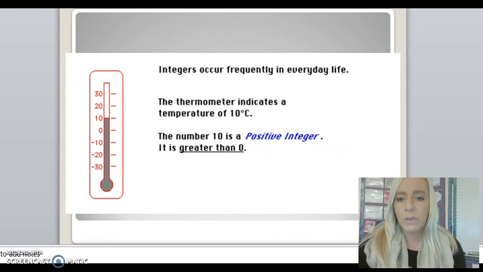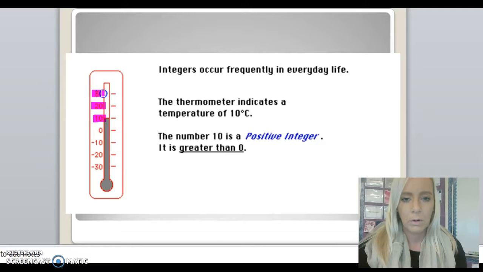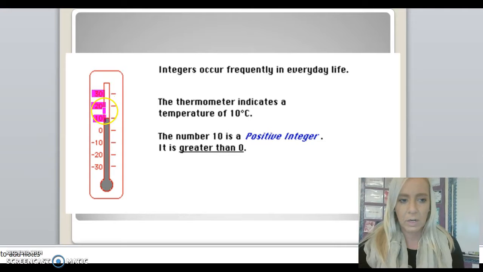We use integers frequently in everyday life, whether you realize it or not. So I'm going to point out some situations where we might use a positive integer. For example, integers that read on a thermometer that are above 0 are positive integers. So for example, today's temperature is about 52 degrees. 52 is above 0, therefore it's a positive integer.